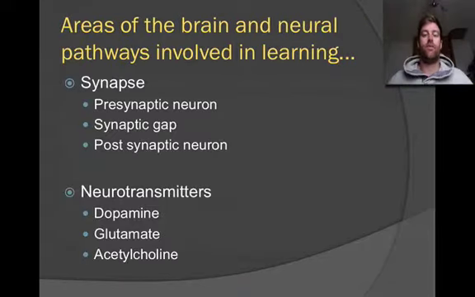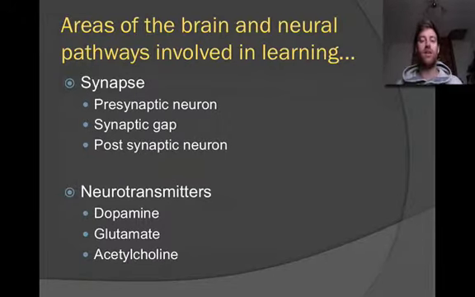So it's important to remember that the areas of the brain and the neurons that help us with learning are not too dissimilar from the areas of the brain connected with memory. Within the neuron, very important, we have the synapse, which is where the chemical interactions happen. There's the presynaptic neuron, the postsynaptic neuron, and the bit in the middle is the synaptic gap. What happens in that synaptic gap? Well, that's a release of neurotransmitters.